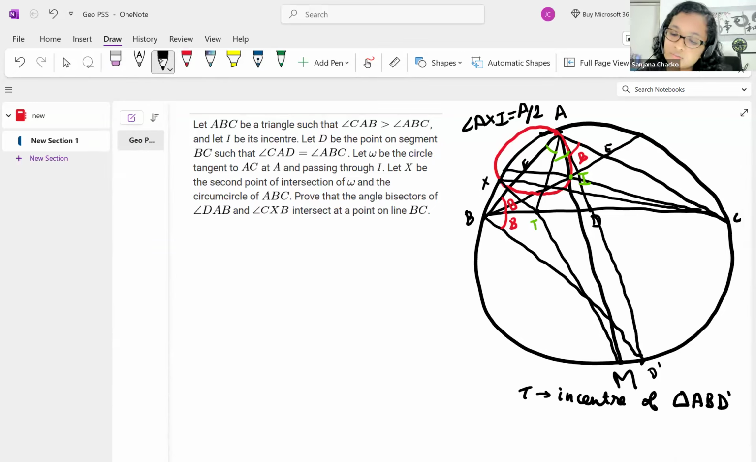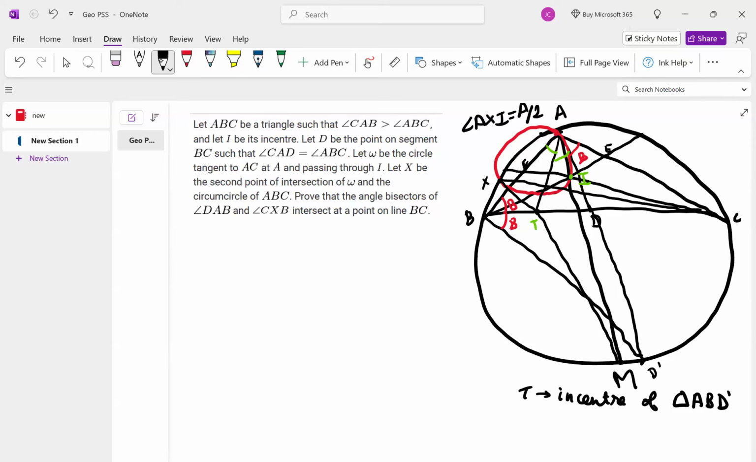Wait, are we defining things correctly? We're defining T as the incenter of ABD prime, but we're yet to show that it should lie on CXP. Sorry, I didn't get how T is the incenter of ABD dash.